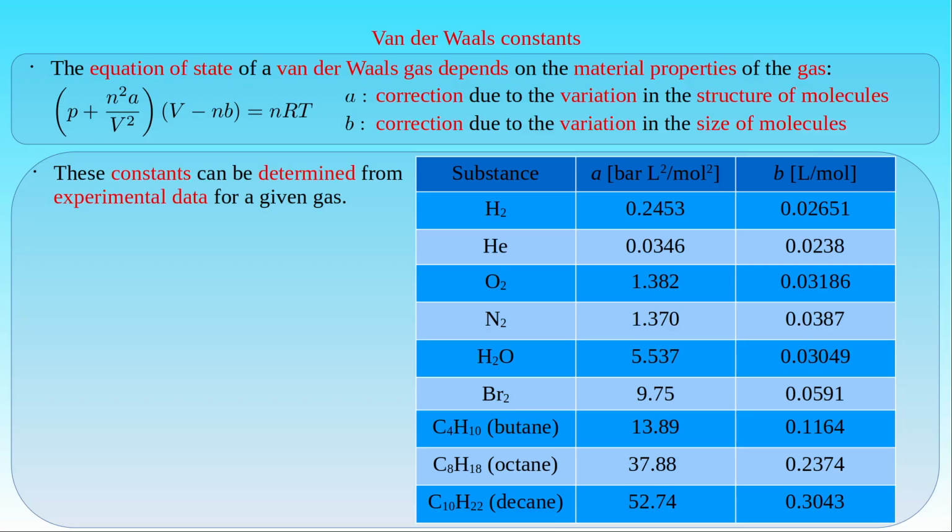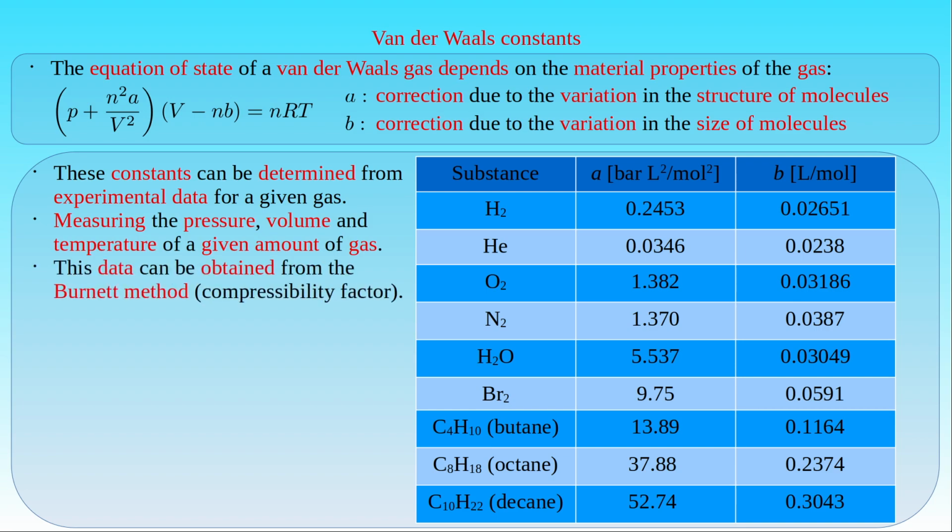A straightforward method is to measure the pressure, volume and absolute temperature of a given amount of gas and compile a data series of the state variables of the gas. For example, when we determine its compressibility factor by applying the Burnett method, we obtain a chart for the compressibility factor versus pressure for a given temperature and volume.